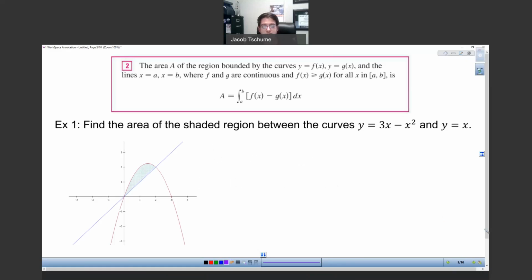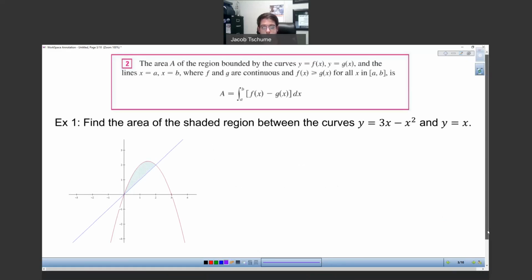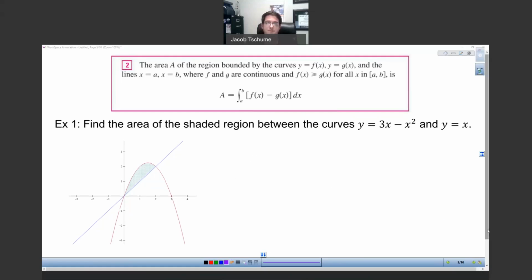So the good news is that there's not any new integration rules today. It's really just one basic definition that we have to be able to apply a couple of different ways. So let me read through the definition here for you, and then I'll write a few things down for you to follow along.